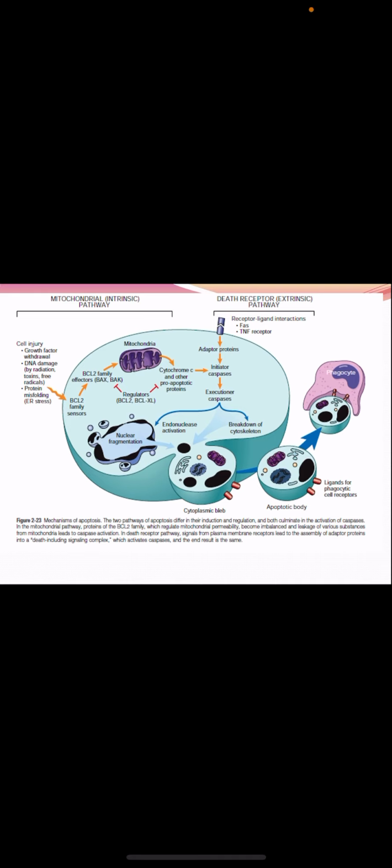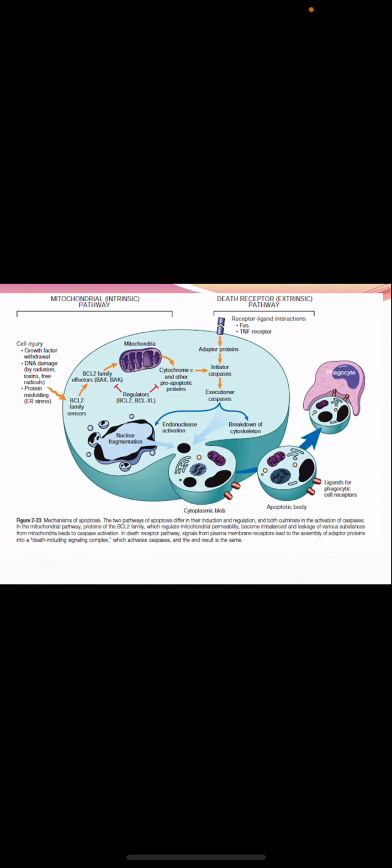This is a photograph. Here you can see initiation of apoptosis. One is the intrinsic and the other the extrinsic pathway. The intrinsic pathway is also known as the mitochondrial pathway. Once the cell is under stress or injury, like withdrawal of growth factor, or DNA damage, which might be due to radiation, toxins, or free radical injury, misfolded protein, or any kind of stress, this will be sensed by the BCL2 family. These sensors are BIM, BID and BAD.